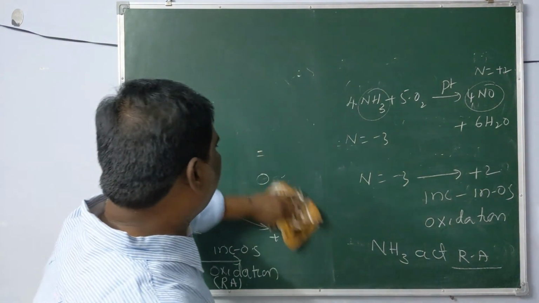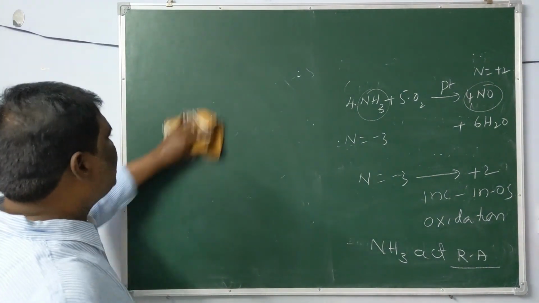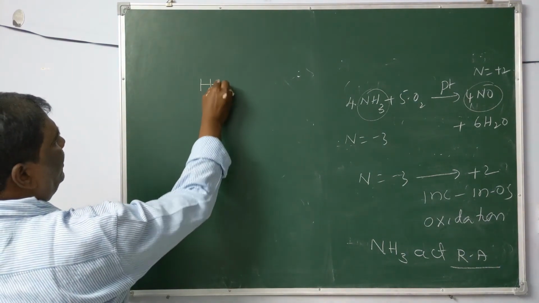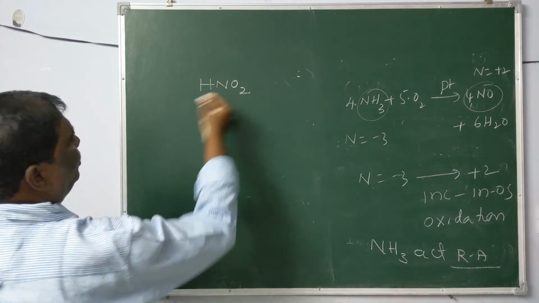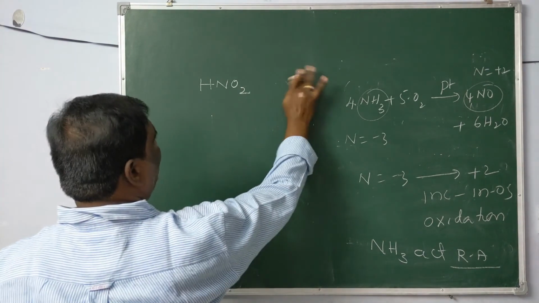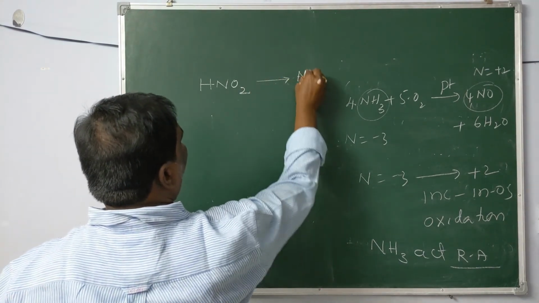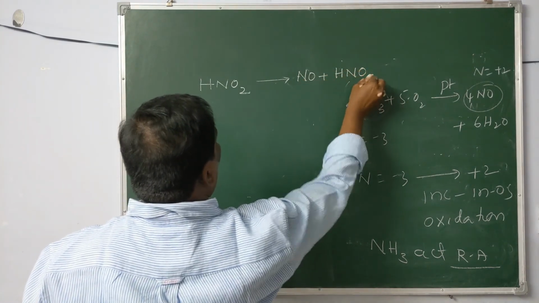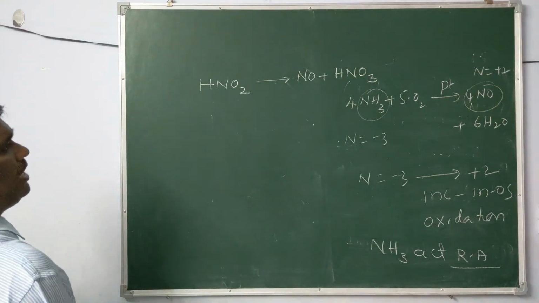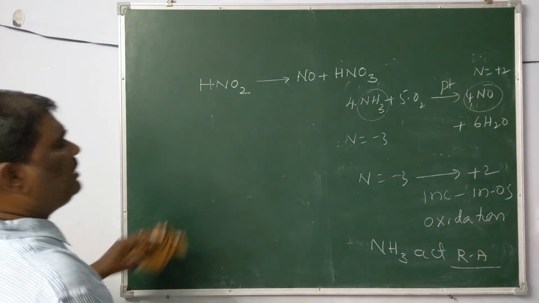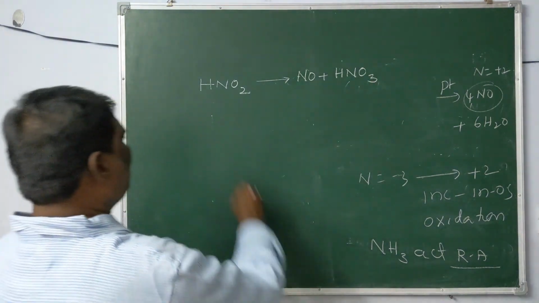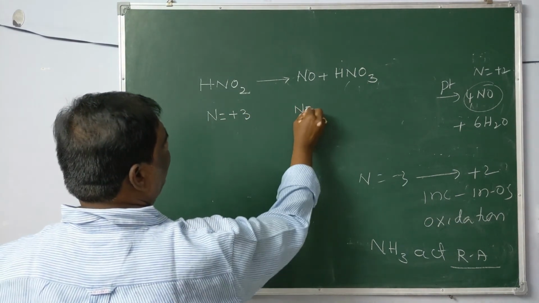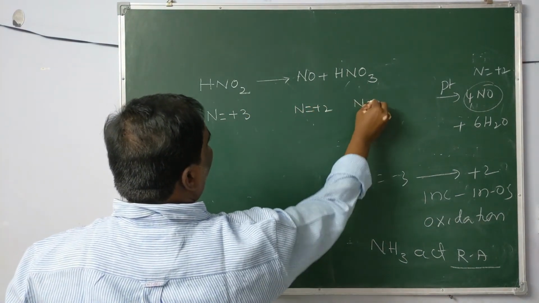Now the third one is, what about the molecule or species with intermediate oxidation state? When you take HNO2, on heating it changes into NO and HNO3. In this case, nitrogen oxidation state on calculation we get +3. This one we will get +2. This one we will get +5.